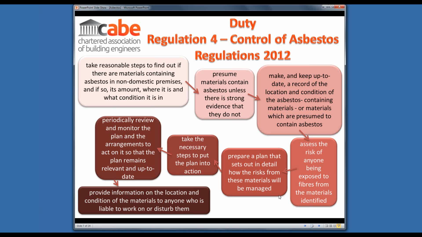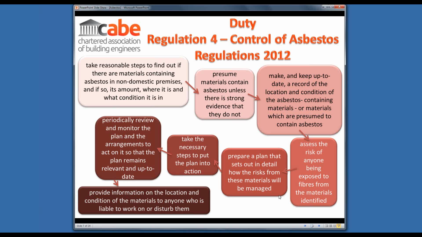We have a duty to determine if there are materials containing asbestos in non-domestic premises. Unless there's strong evidence to show that it's not there, there's a base assumption that asbestos probably is present. If you are in charge of a property or advising a client, they need to keep an up-to-date record of the location and condition of asbestos.